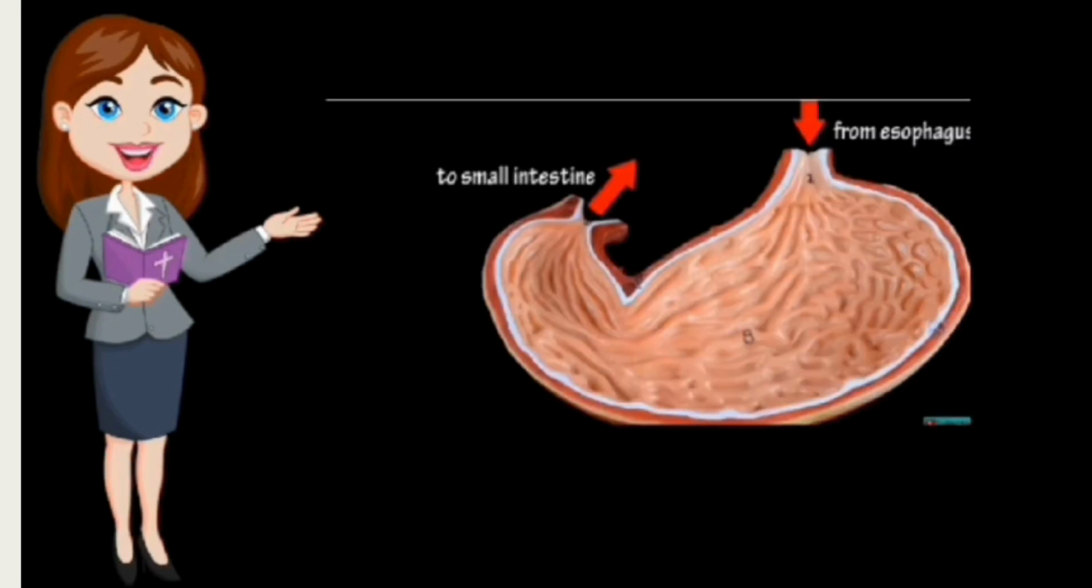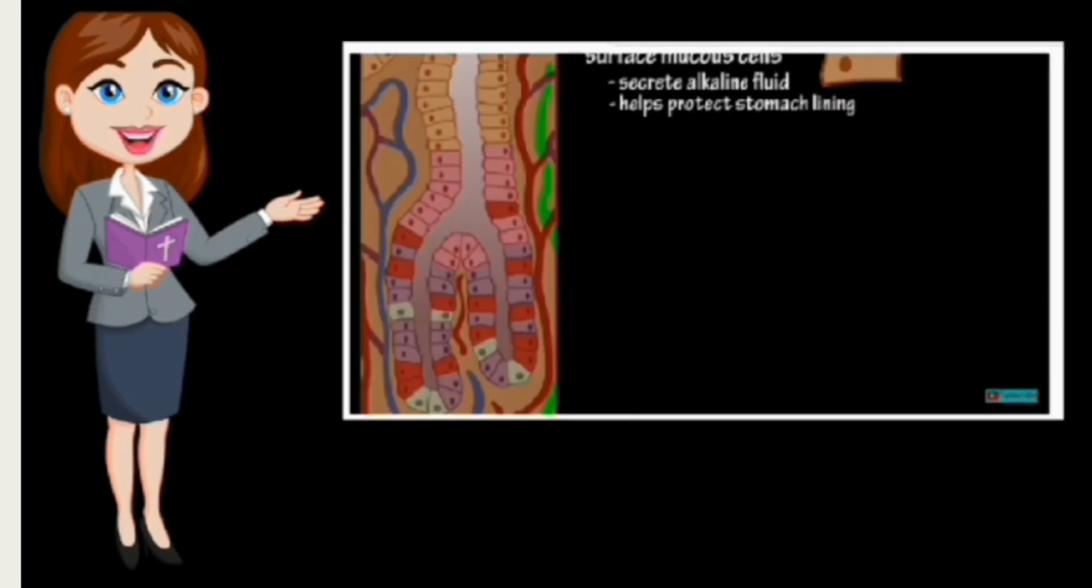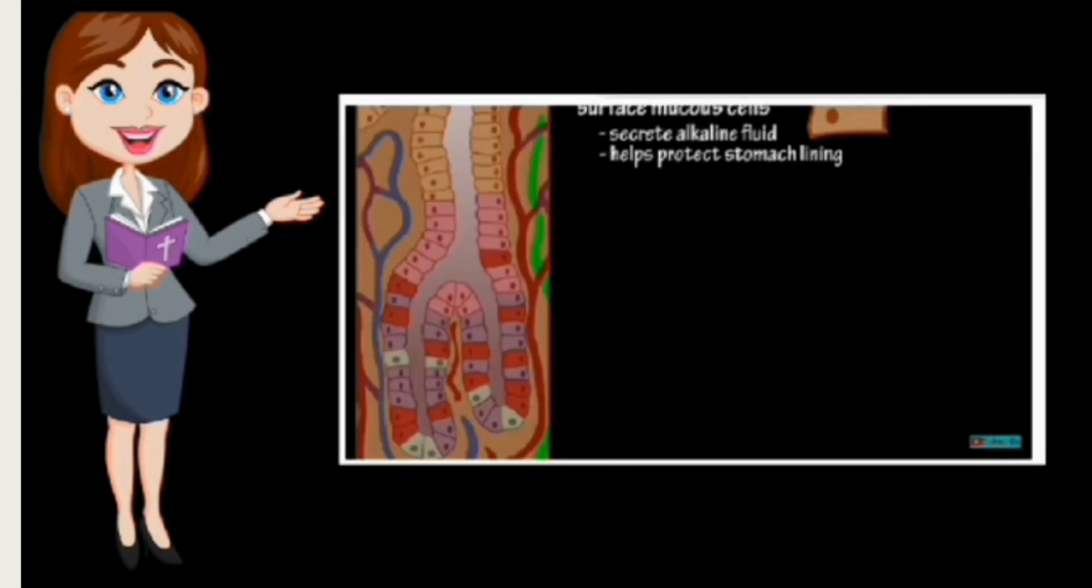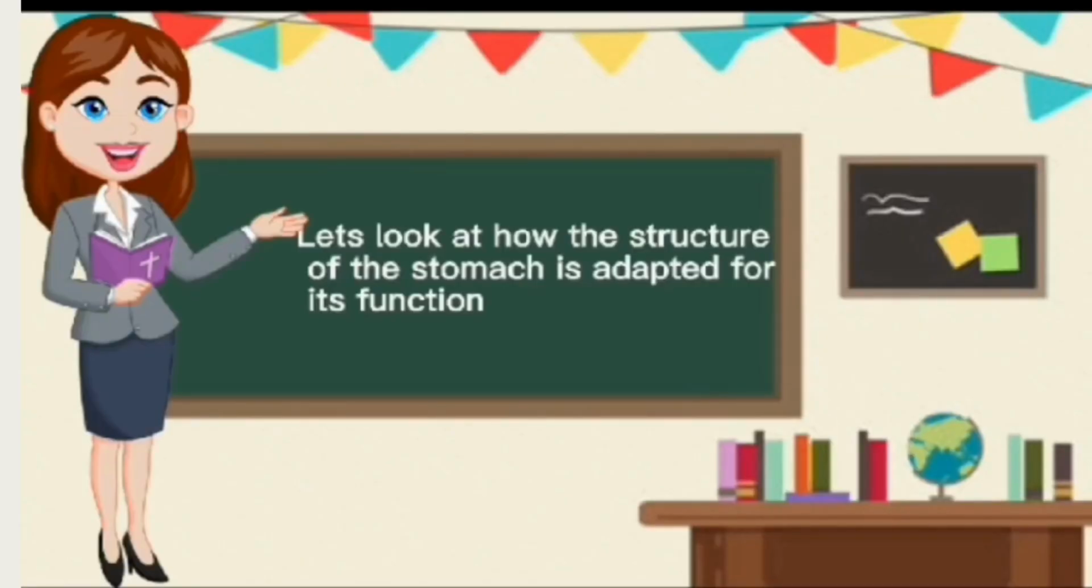The glands produce gastric juice containing hydrochloric acid and enzymes, which will work to break down protein food. Here we have a diagram showing the surface mucous cells, which produce mucus to protect the lining of the stomach from the high hydrochloric acid. Now let's look at a video and see how this adaptation works.